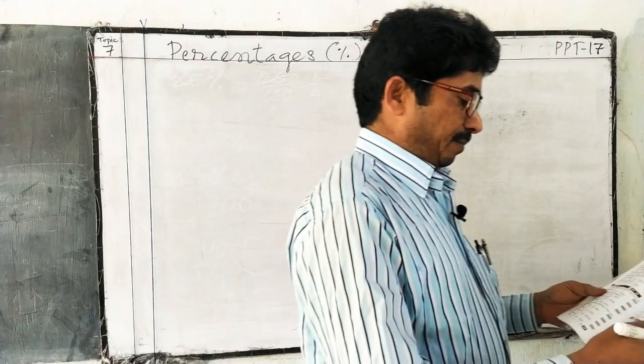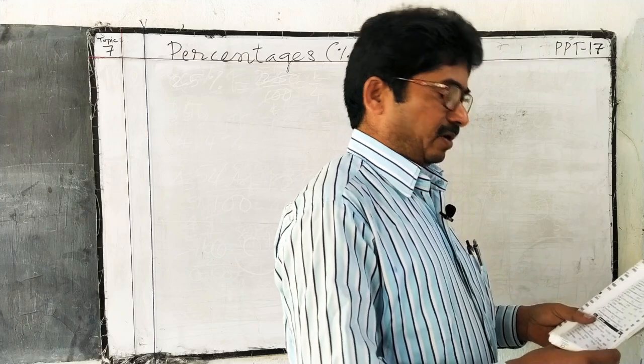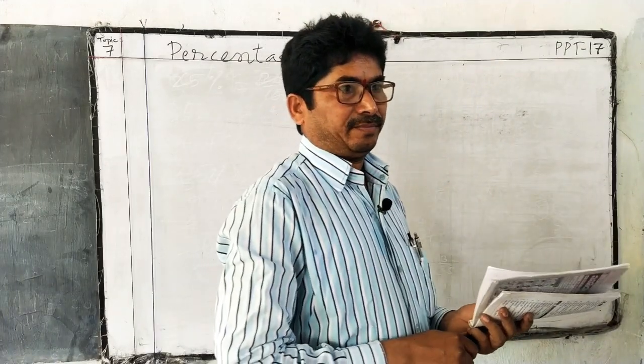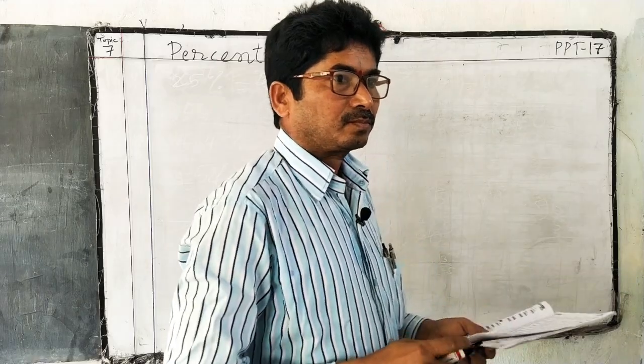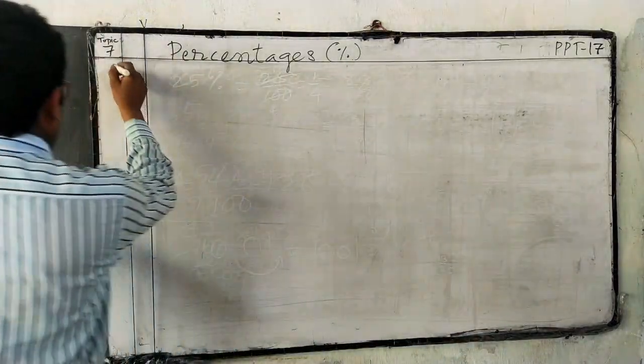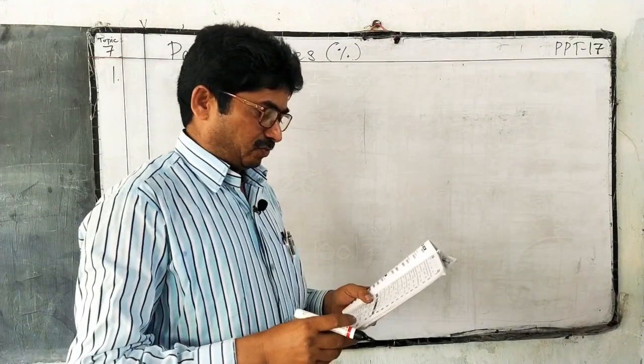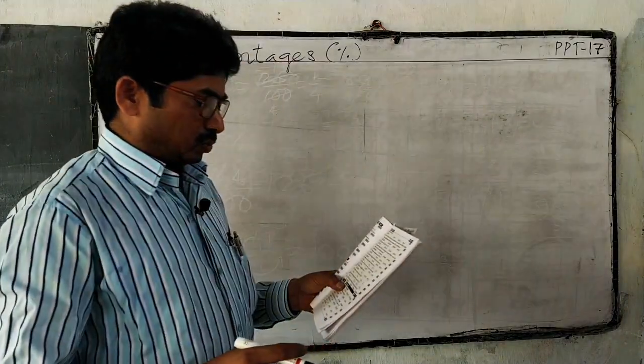Learn percentages. Topic 7, PPT 17. First problem. What should be 7.5% of 2000?